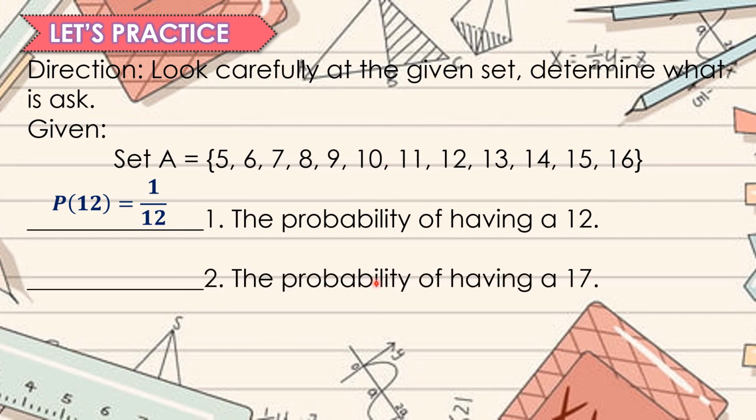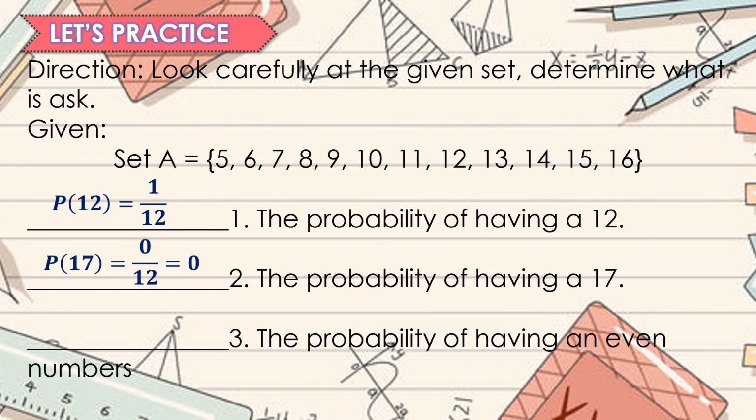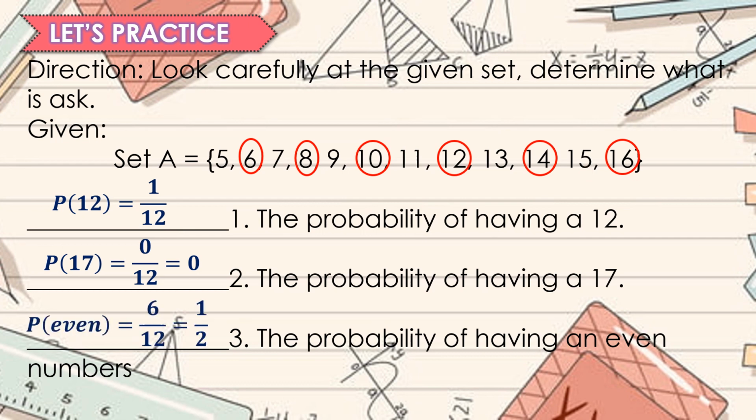Number 2, what is the probability of having a 17? So since the numbers in our set is from 5 to 16, it has no number 17, then the probability is 0. Number 3, what is the probability of having an even number? So our even numbers here are 6, 8, 10, 12, 14, and 16. Counting these even numbers, our event is 6 and the total outcome is 12. So the probability of having an even number is 6 over 12 or 1/2.